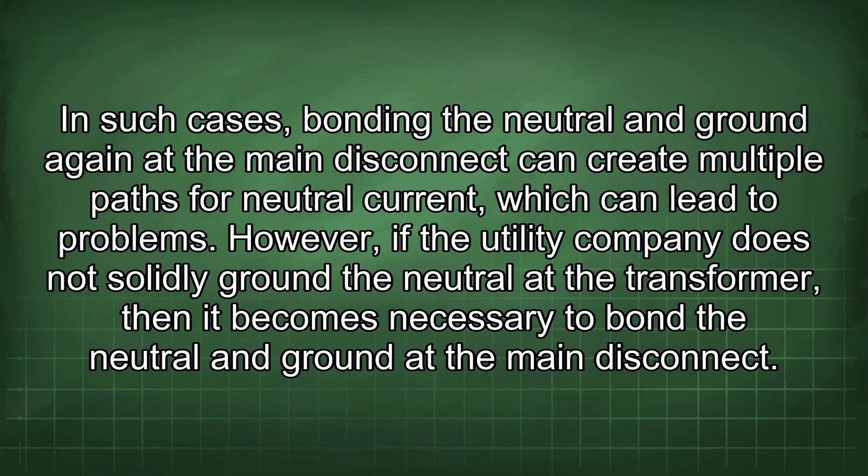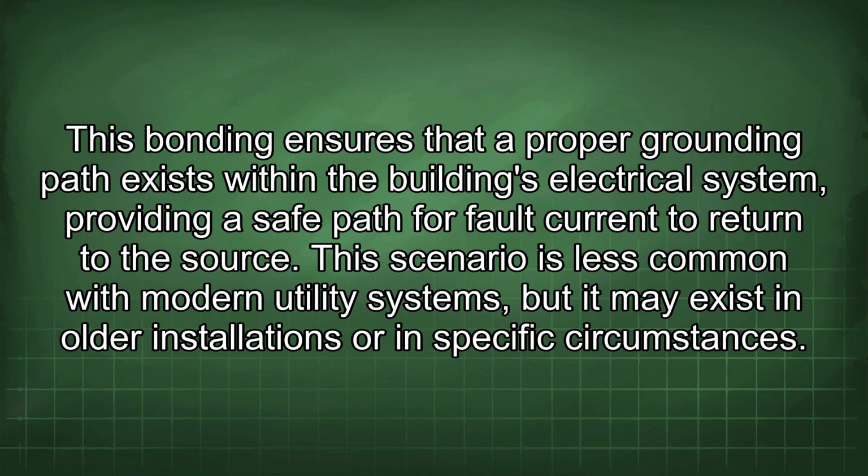However, if the utility company does not solidly ground the neutral at the transformer, then it becomes necessary to bond the neutral and ground at the main disconnect. This bonding ensures that a proper grounding path exists within the building's electrical system, providing a safe path for fault current to return to the source. This scenario is less common with modern utility systems, but it may exist in older installations or in specific circumstances.